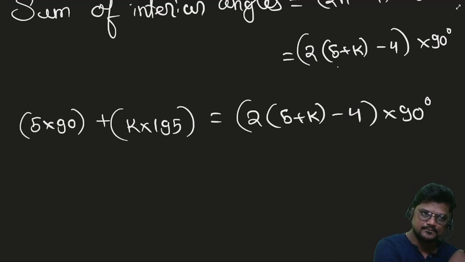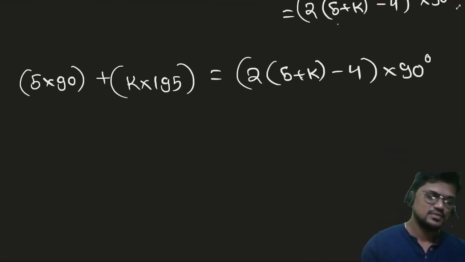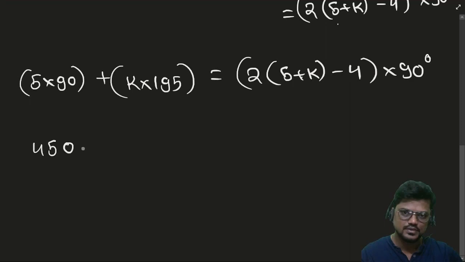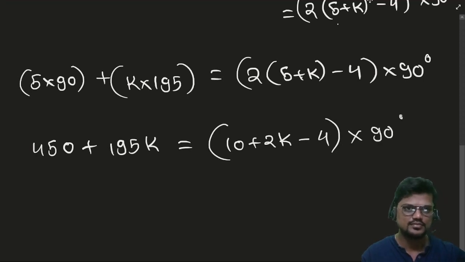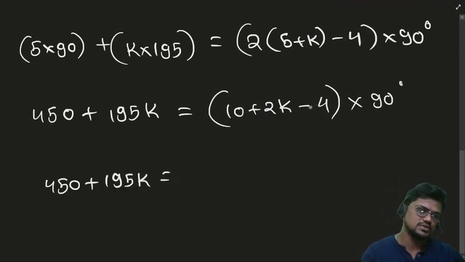Sir, I have got a very odd value. No, it's wrong. Now see over here, I'll solve it. 5 into 90 is 450, plus 195k. It will not come in fraction. Now, 2 fives are 10. Now over here, 450 plus 195k is equal to 10 minus 4, that is 6 plus 2k, into 90.